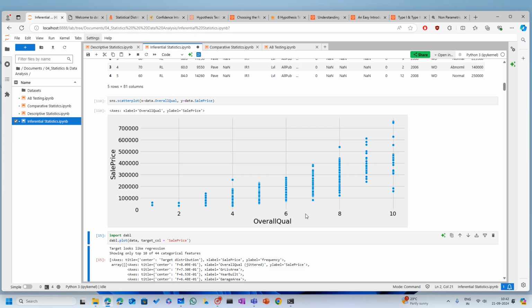Now I also want to know how many of these houses had air conditioning. I just want to divide in the same plot only. I want to divide the data based on a condition. The condition is how many of the houses had air conditioning.